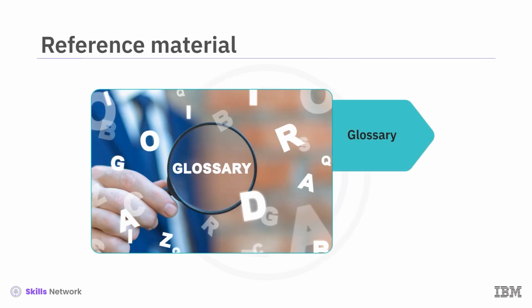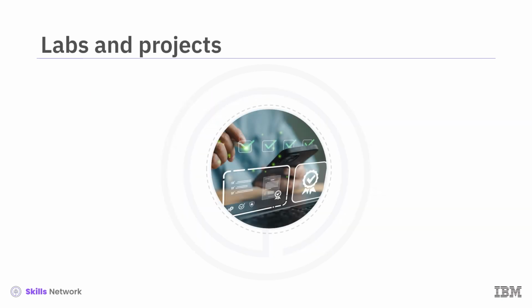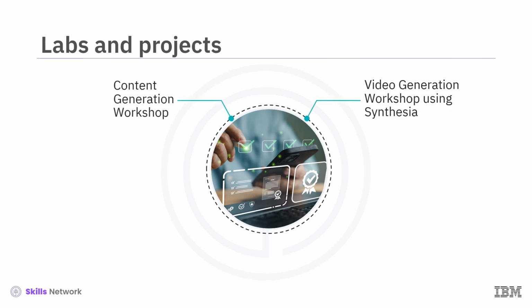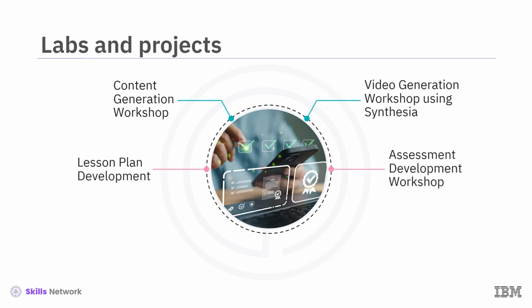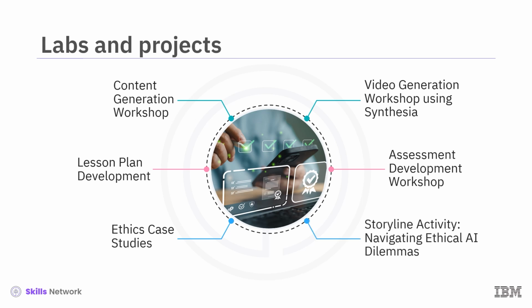Remember to go through the glossaries in this course to review the key terms discussed and their definitions. This course includes hands-on labs, a storyline interactivity, and a final project. By completing the labs, you gained practical exposure to the following topics: content generation workshop, video generation workshop using Synthesia, lesson plan development, assessment development workshop, ethics case studies, storyline activity, navigating ethical AI dilemmas. You can also share the final project as an example to showcase your skills to potential employers.